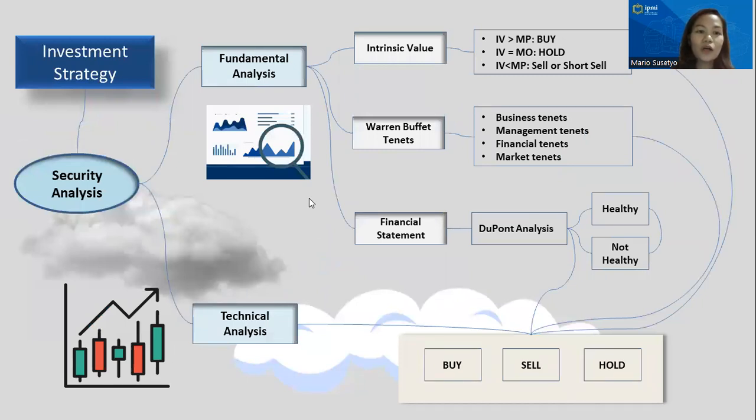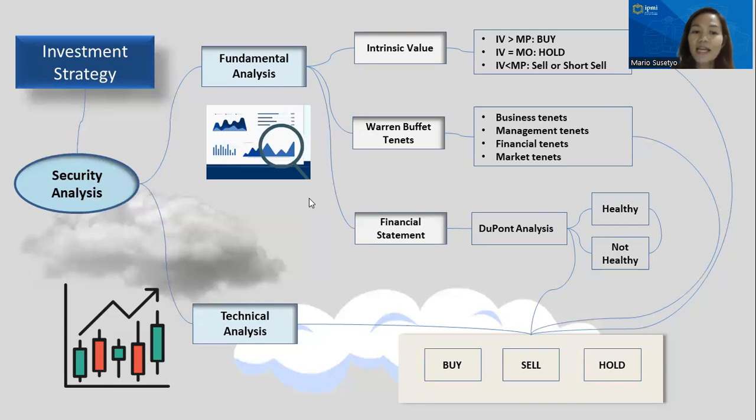Next, after we learn about investment strategy, let's learn about security analysis. Security analysis consists of some analyses we should understand before investing. Fundamental analysis focuses on the intrinsic value of the company by examining macro and industry factors. Besides that, we need to understand if the company is healthy or not by doing ratio analysis, such as DuPont analysis.